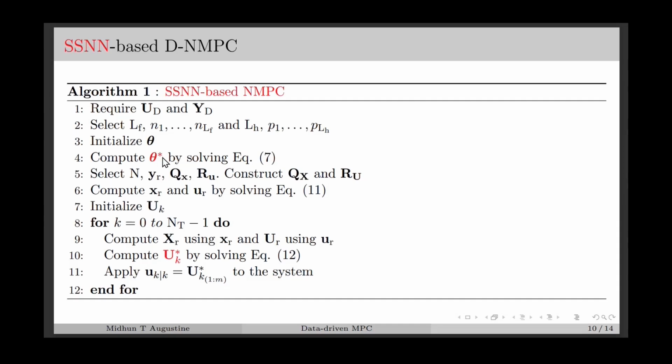Once the model is identified, we can define the parameters for the NMPC, such as prediction horizon, output reference, state and control weighting matrices. Also, we have to compute the state and control references by using the steady-state equation. Then for each time instant, we have to solve the optimization problem for NMPC to find the optimal control sequence UK star, and then apply the first element of the control sequence to the system. This we repeat until the end of the simulation time, capital NT.